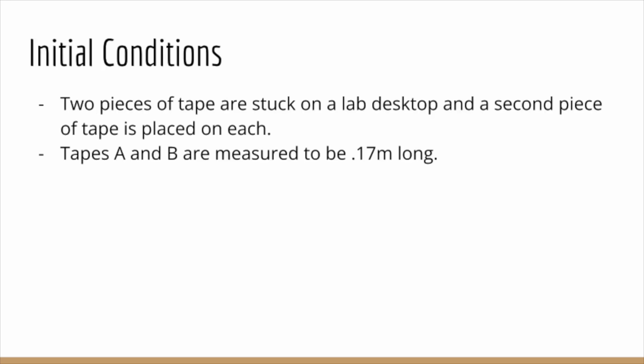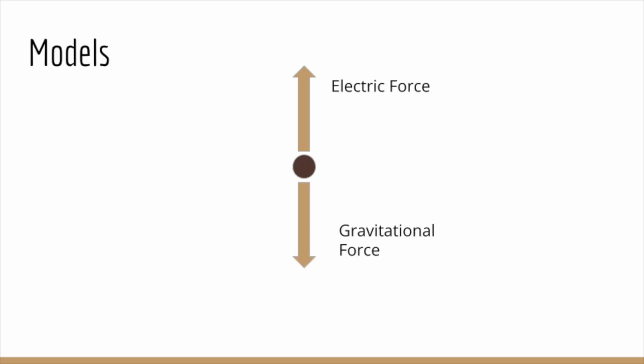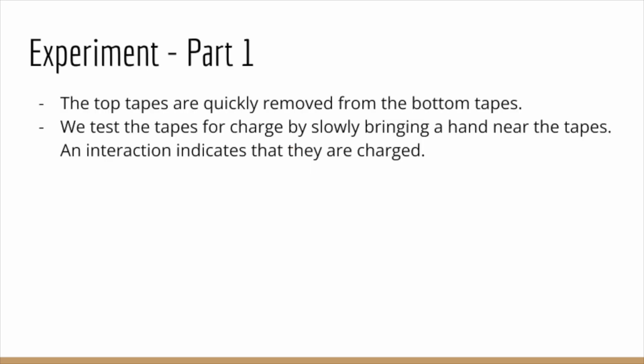Our initial conditions are that two pieces of tape are stuck on top of a lab desktop, and a second piece of tape is placed on each. This top piece is called the U tape. Tapes A and B are measured to be 0.17 meters long. We see in this free body diagram that the only forces acting on the tape are the electric force and the gravitational force.